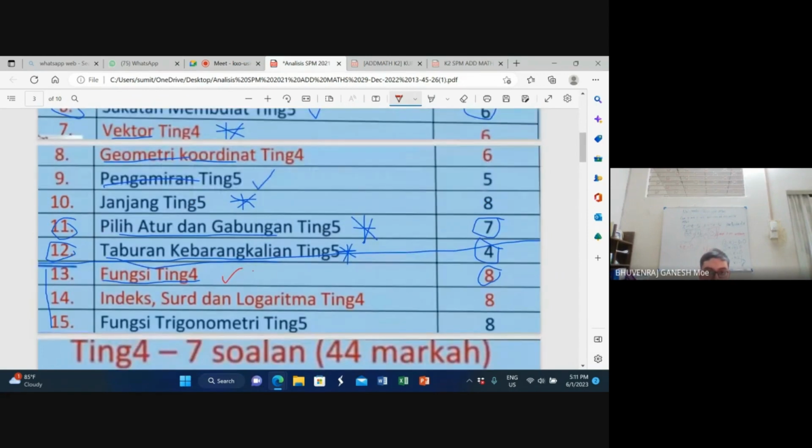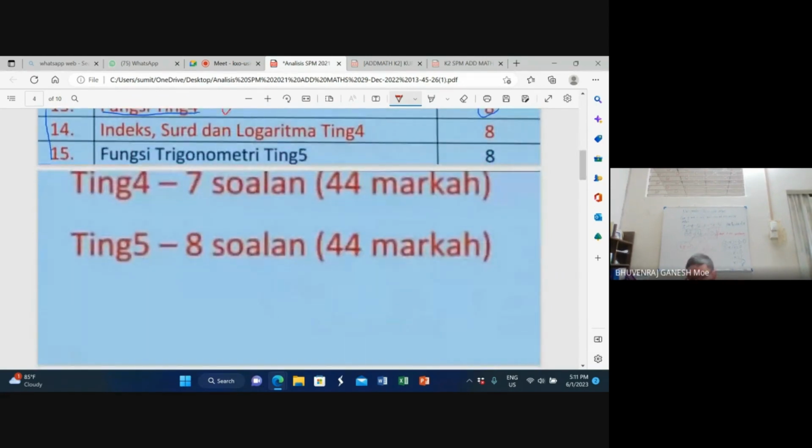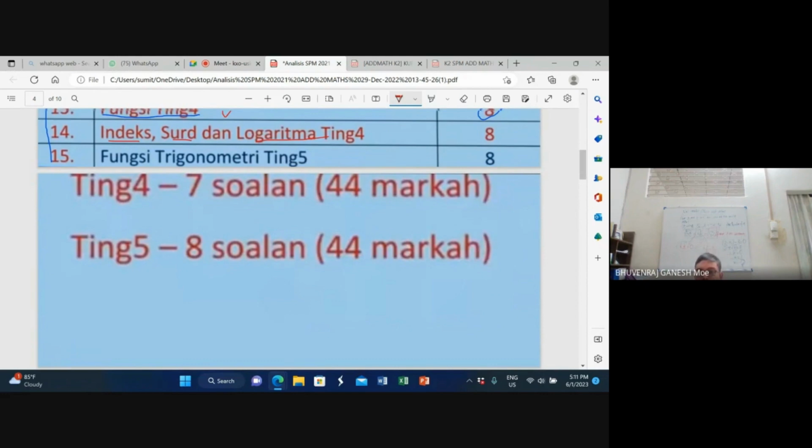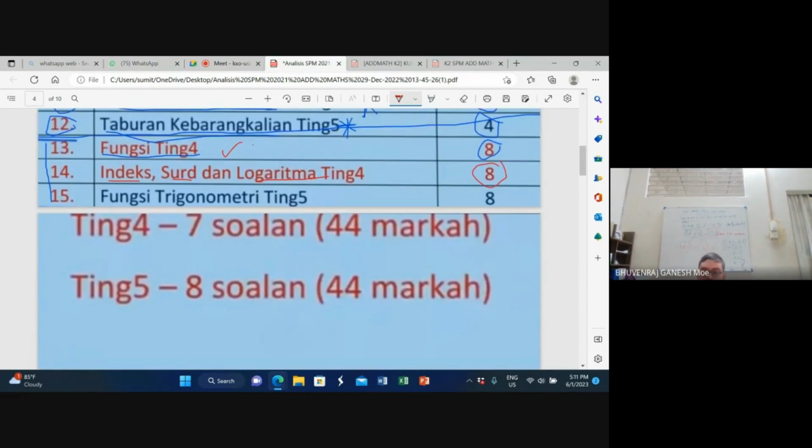And then another one, indices, surds and logarithms. Form 4, chapter 4. Index, no, that's chapter 10, Form 4. This one is chapter 4, Form 4: indices, surds, and logarithms. Okay, so this one I'll put a star still for the whole chapter, even though it's just the log part. So I will circle the log.